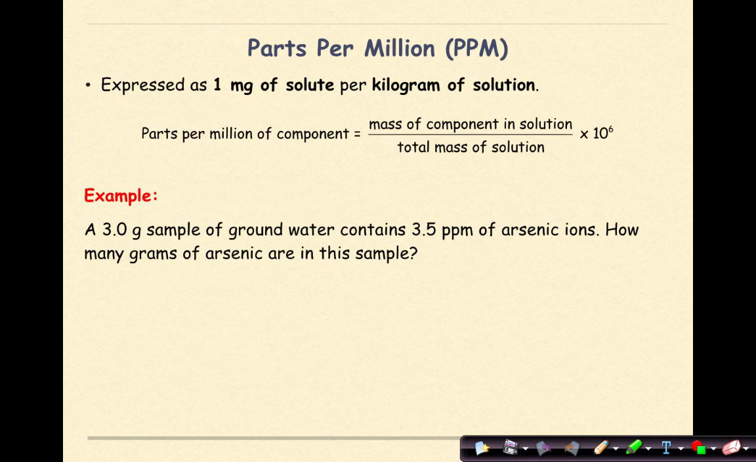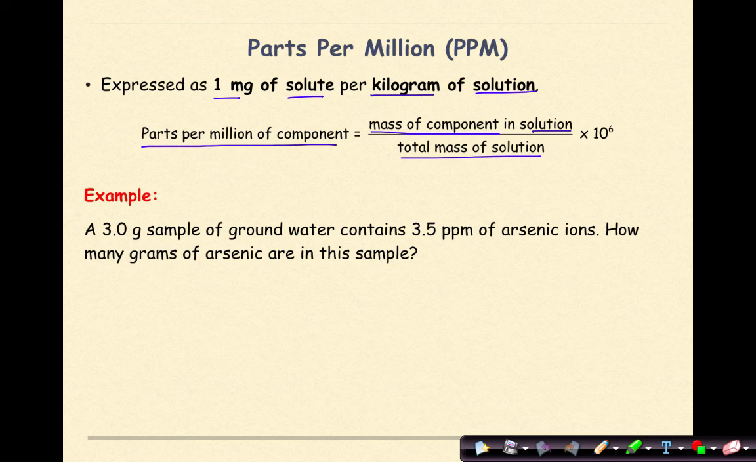Now let's talk about parts per million, or ppm. This is expressed as 1 milligram of solute per 1 kilogram of solution. The formula that we use here is: parts per million of component is equal to the mass of the component in the solution over the total mass of solution, times 10 to the 6th. Let's look at an example.